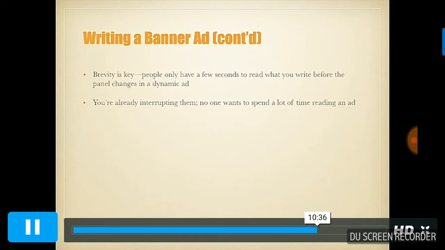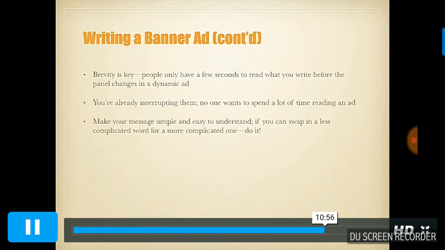Also, as we talked about, you're already interrupting the reader. No one wants to spend a lot of time reading an ad that has disrupted what they're on the page to do, even if they're interested in the ad. If you catch their attention, make sure it's a quick payoff. Let them know exactly what you have to offer so that you're not interrupting them and it's not overly annoying. Make your message very simple and easy to understand. If you can swap a less complicated word for a more complicated one, do it.